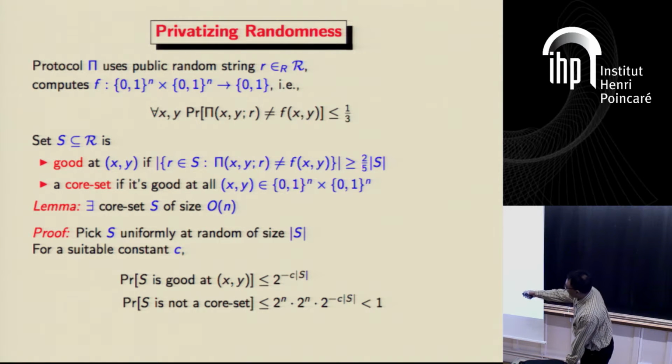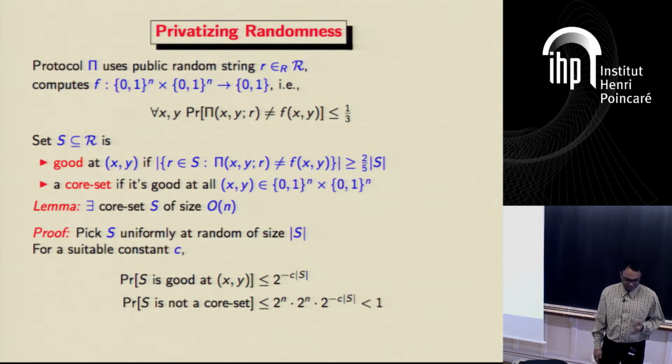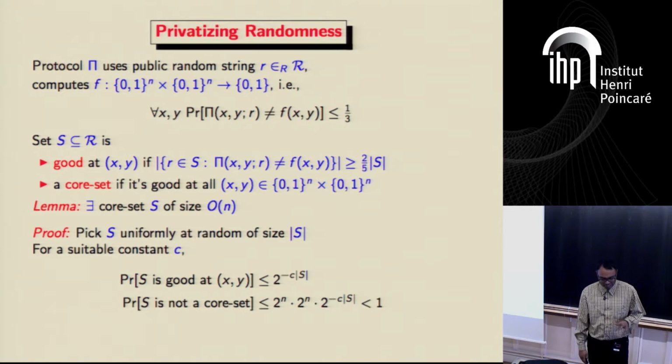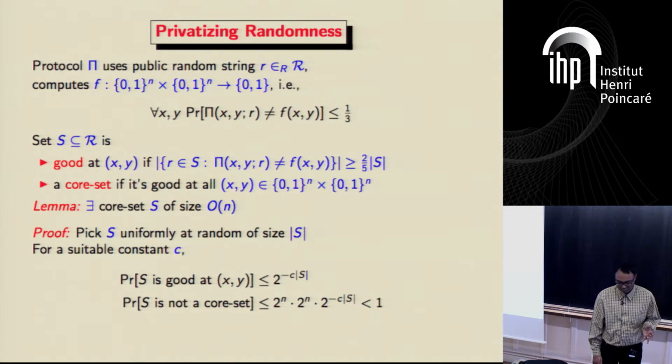All right. So it's at most some exponential in S. By adjusting the constant suitably, we can make sure that by doing a union bound over all x, y, of which there are 2 to the n times 2 to the n, we have a probability of less than 1. So if you pick the set S at random, there is a probability of less than 1 that it's not a core set. So there exists a core set of that size. Good.